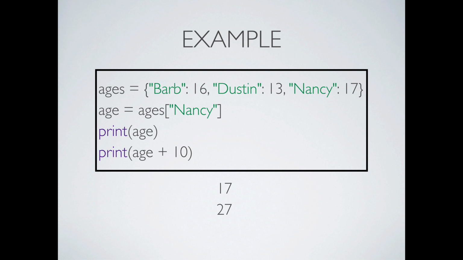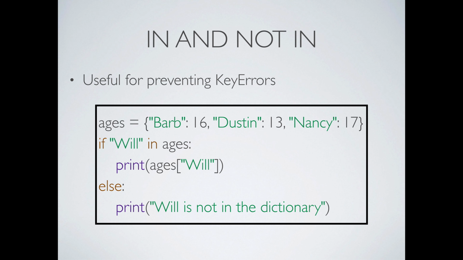Alright, so you know how I mentioned that if you try to look up something in a dictionary whose key doesn't exist, you'll get an error message. Well, you can use in and not in to prevent those error messages. So in and not in works kind of the same way as it does for strings and lists, except with dictionaries it checks to see if the key is in the dictionary or not in the dictionary.